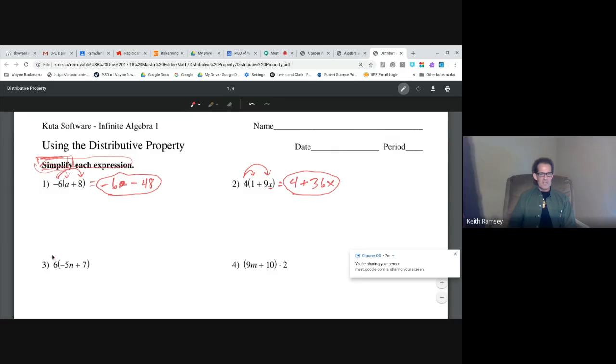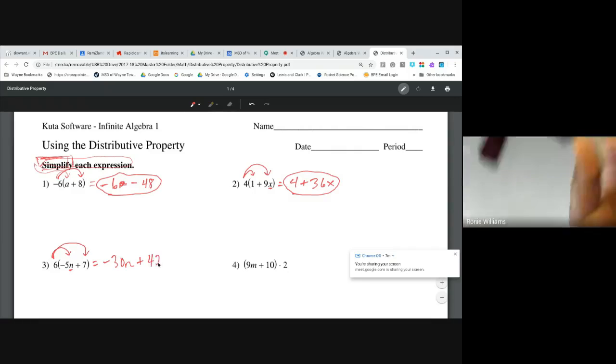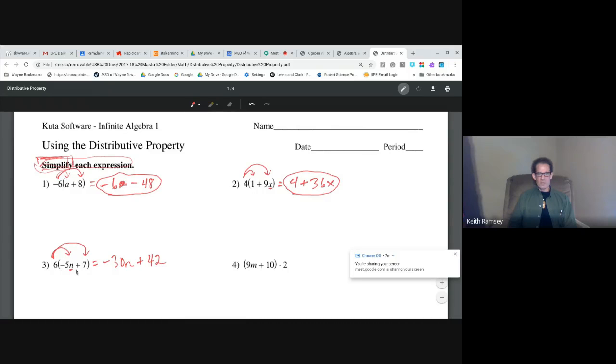Here we have 6 times negative 5n. So a positive times a negative is going to be negative 30. There's only one variable, that n there. So I'm going to say negative 30n. Then I have 6 times 7. They're both positive, so I know 6 times 7 is 42. I don't see a variable over here or here, so it's just 42. I look for like terms. This one has an n, and this one doesn't. So I can't combine those numbers. Just going to leave it like that.